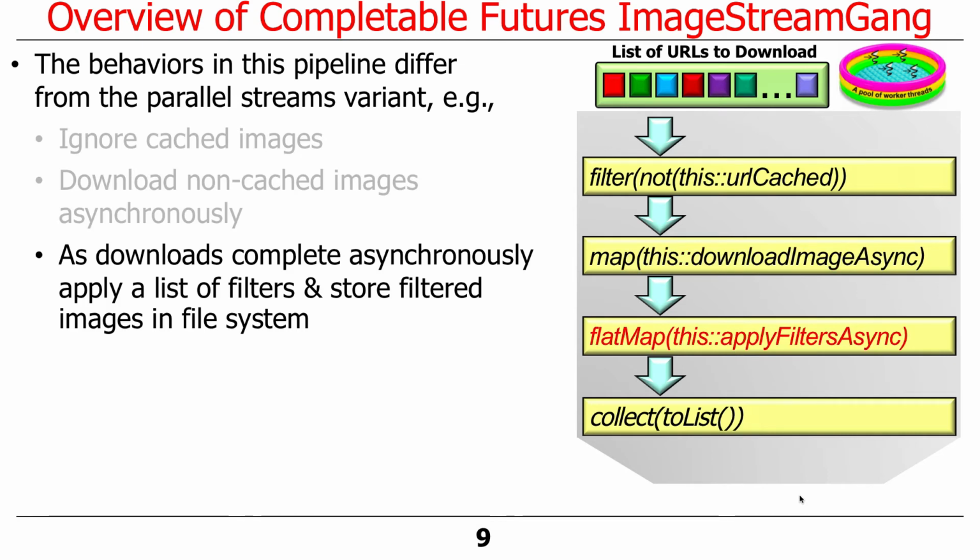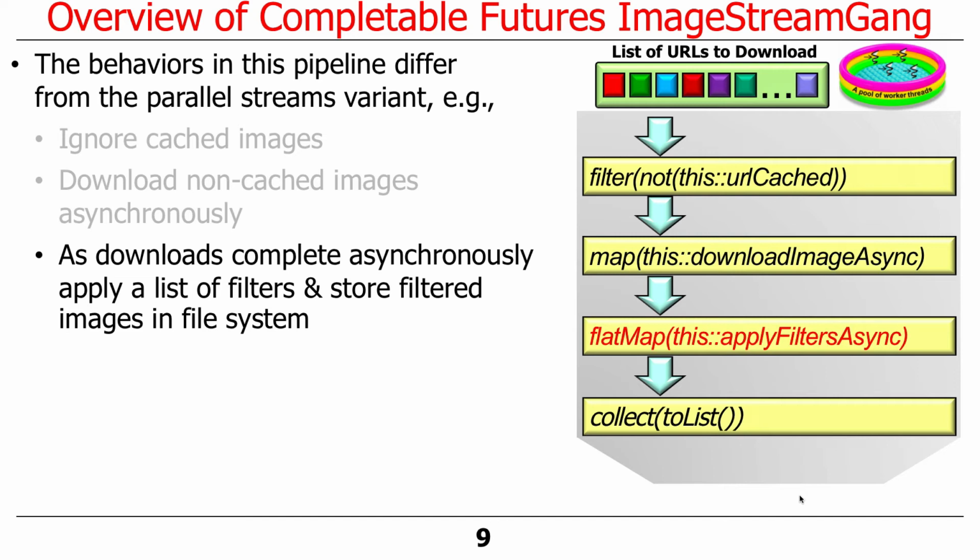And then, let's assume, just for the sake of argument, that we start out with a dozen URLs and 10 of them are not cached. So we'll filter out 2 of them. We'll get 10 URLs as the input to map.